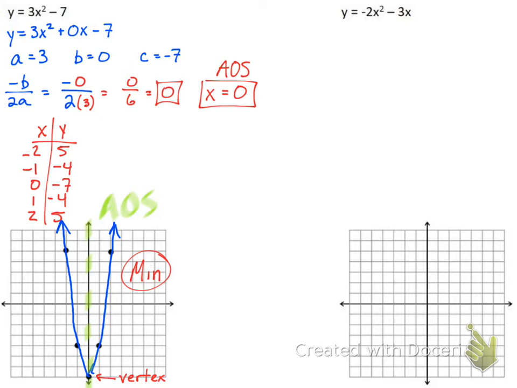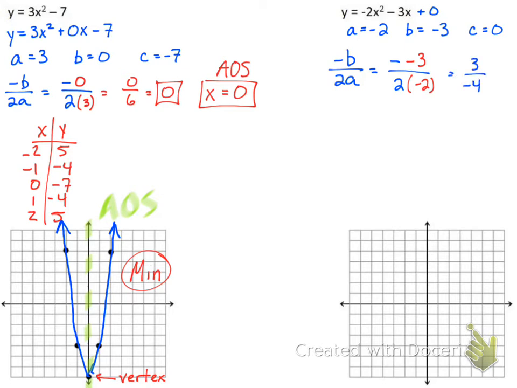This last one then, again, same thing. What I'm missing is actually plus 0. It's my c value. So my a value is negative 2, my b value is negative 3, and then my c value is 0. And so again, negative b over 2a. So it's negative, my b value is negative 3, over top of 2 times my a value, which is negative 2. So I get 3 over negative 4, which is negative 0.75.